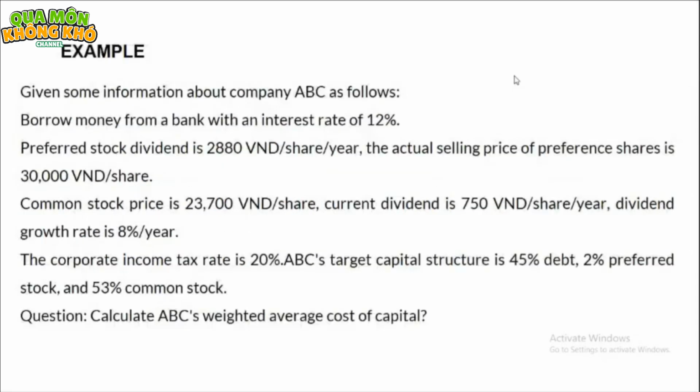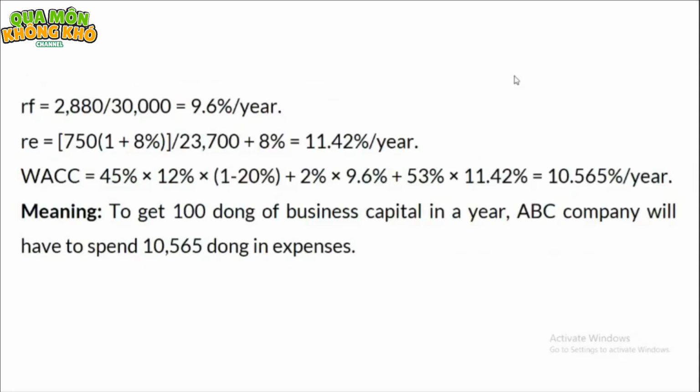And common stock is the equity capital, 23,300 Vietnam đồng per share, and the current dividend is 1,750, and the growth rate is 8%. So for the RE, we will use the formula of the reverse part and calculate that RE is equal to 11.42%.